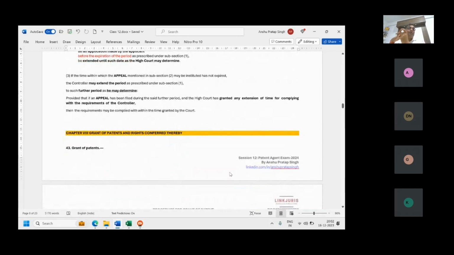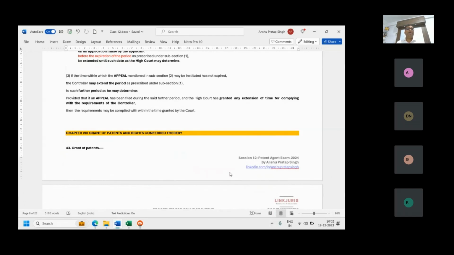Suppose you are going to appeal, but the appeal period has not expired. The Controller can extend it for a further period as he may determine. Provided that if an appeal has been filed during the said further period, and the High Court has granted any extension of time for complying with the requirements of the Controller, the requirements will be complied with within the time granted. Simple. If the Controller has extended earlier and later an appeal has been filed, then also you can get the extension.